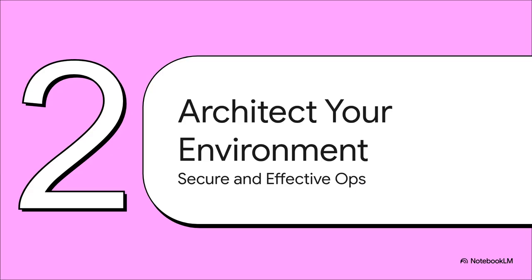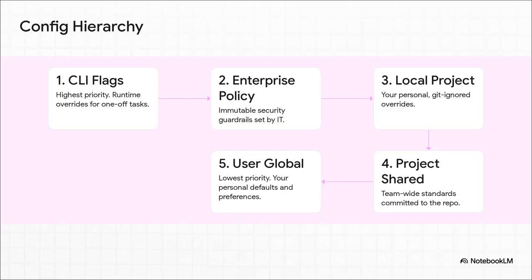Now, you can't just hand over the keys to a powerful system like this without setting up some ground rules first. That would be chaos. So let's talk about building a rock-solid, secure environment before we let this agent off its leash. You've got to understand this configuration hierarchy. Think of it like layers of rules. At the top, you've got one-off commands, and way at the bottom are your personal defaults. But the real magic for teams is that one in the middle, the project shared JSON file.